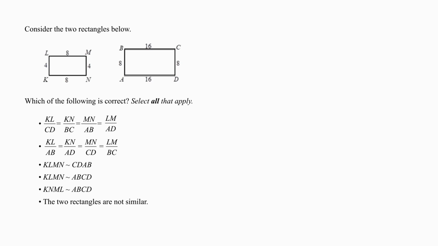Let's have a look at this geometry question. We are looking at two rectangles, and we need to figure out if they are similar and which mathematical statements correctly describe that relationship. To see if these two rectangles are similar, we compare their matching sides. Small rectangle KLMN, short side equals 4. Long side equals 8. Large rectangle ABCD, short side equals 8. Long side equals 16. Now let's see if the scale factor is the same.